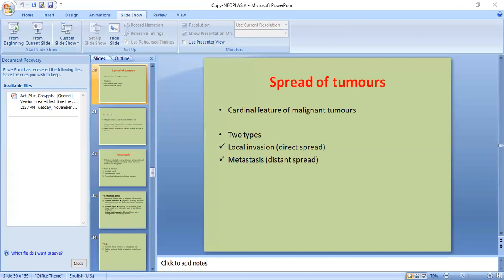2. Spread along epithelium-lined surface. Example, carcinoma of endometrium or ovary to fallopian tube. 3. Spread via cerebrospinal fluid.